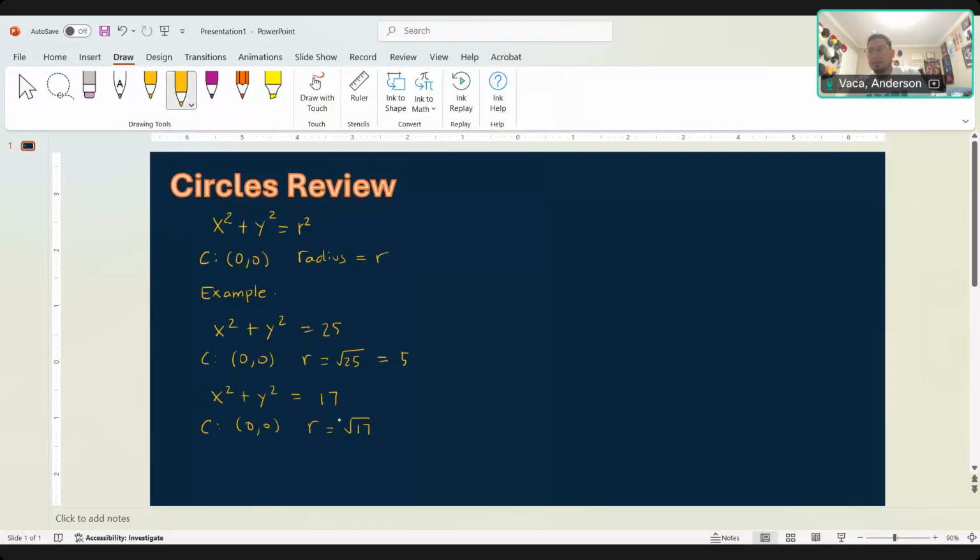Okay? But then we started talking about circles that are not centered at 0, 0. And therefore, this will be the equation that we use when a circle is centered at some other point other than the origin. And so the radius, once again, will be equal to r. So let me show you an example.